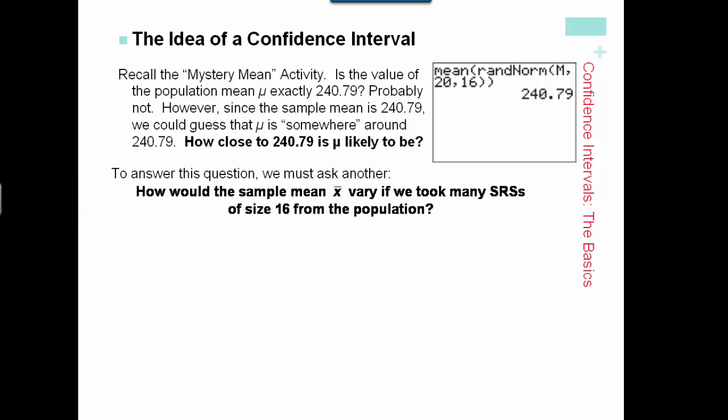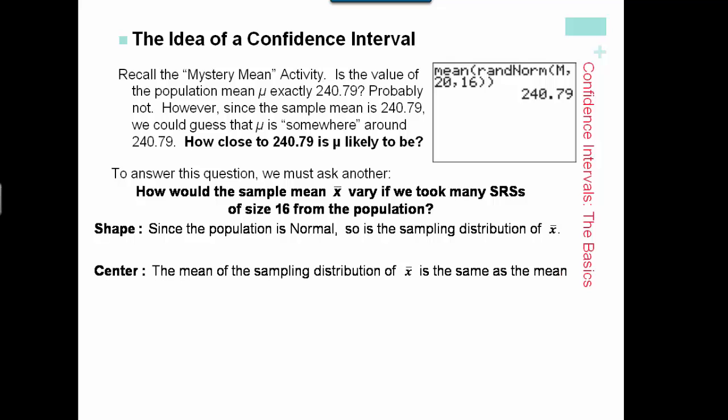So to answer the question about our mean that we came up with earlier with the mystery mean, how close is 240.79 to mu, and how likely would that be, the closeness that we get for our answer, we must first answer the question, how would the sample mean x bar vary if we took many simple random samples of size 16 from the population? Since the population is normal, so is the sampling distribution of x bar.